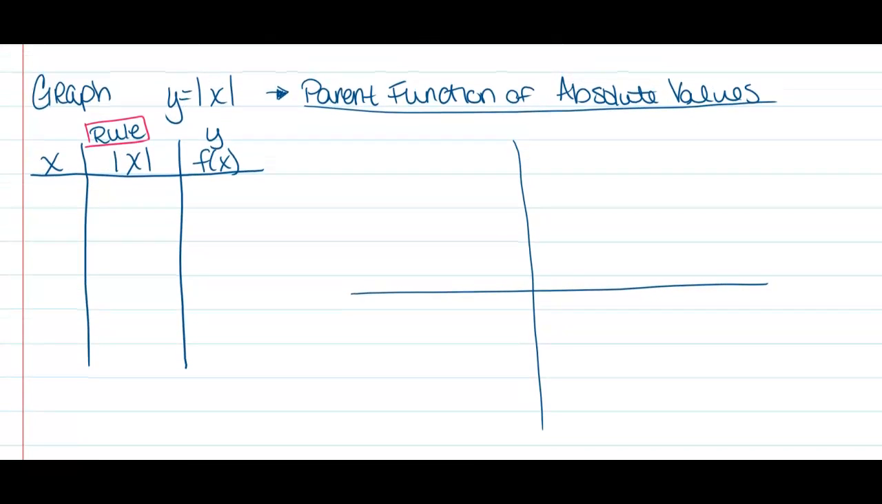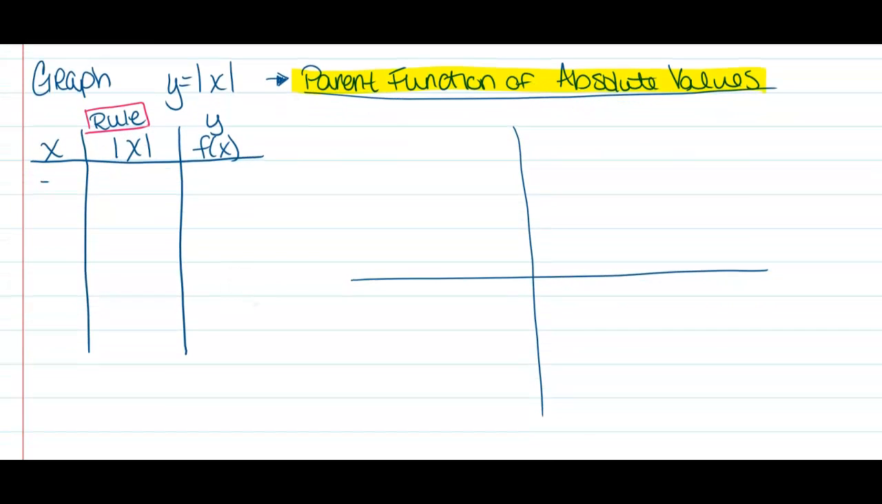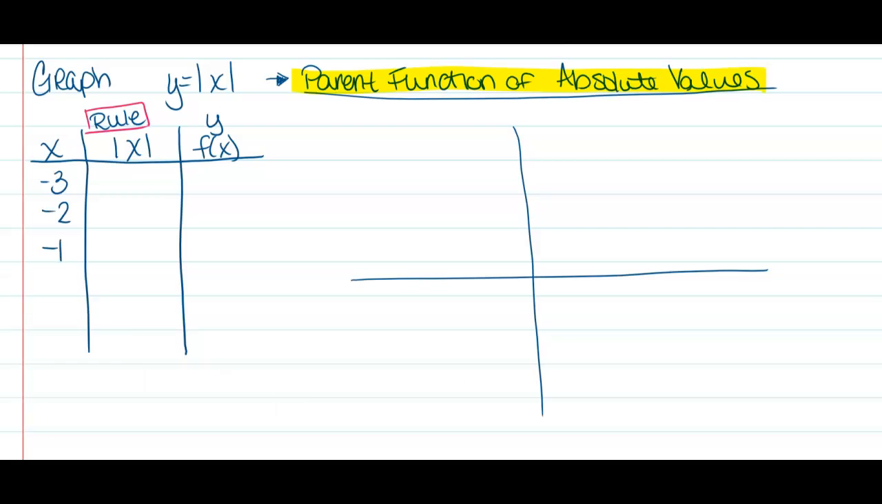Okay, let's go ahead and graph it. We have y is equal to the absolute value of x. When we look at the absolute value of x, we're actually talking about the parent function of the absolute value. So to graph it, we're going to begin with a table. So I'm going to start with -3 as my x. We're going to go -2, -1, 0, 1, 2, 3, get enough points so we can graph. Then in the middle column, we're going to apply our rule.